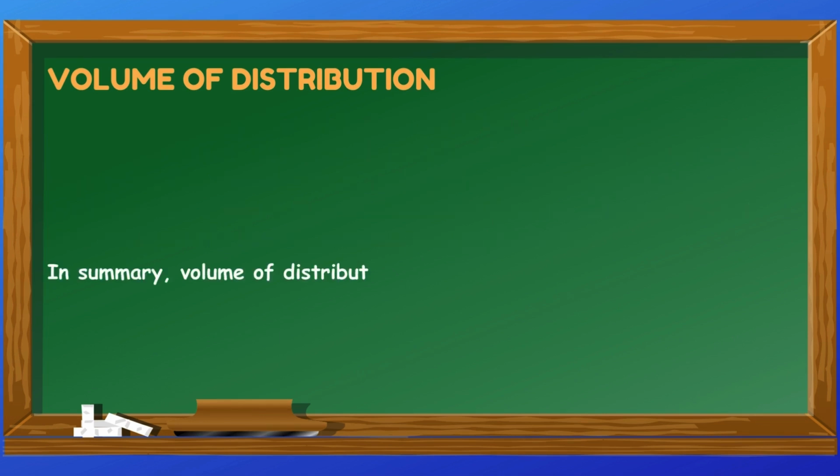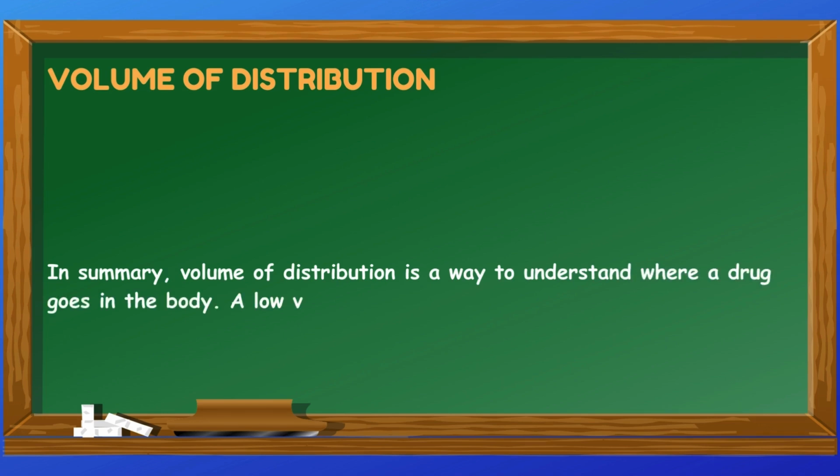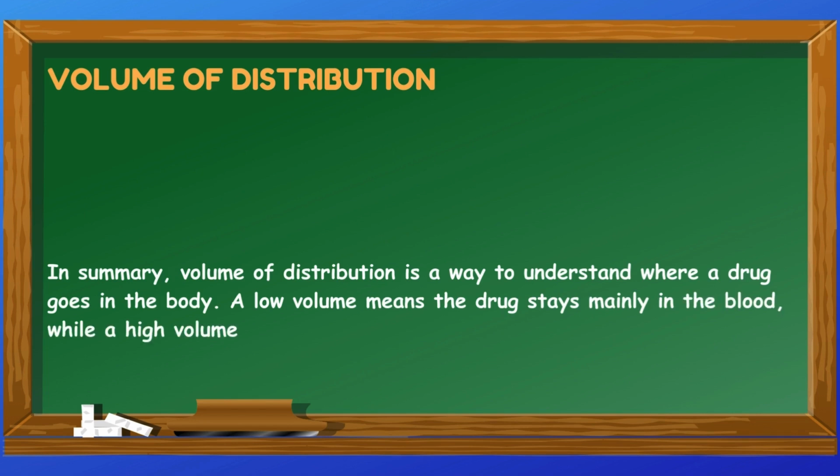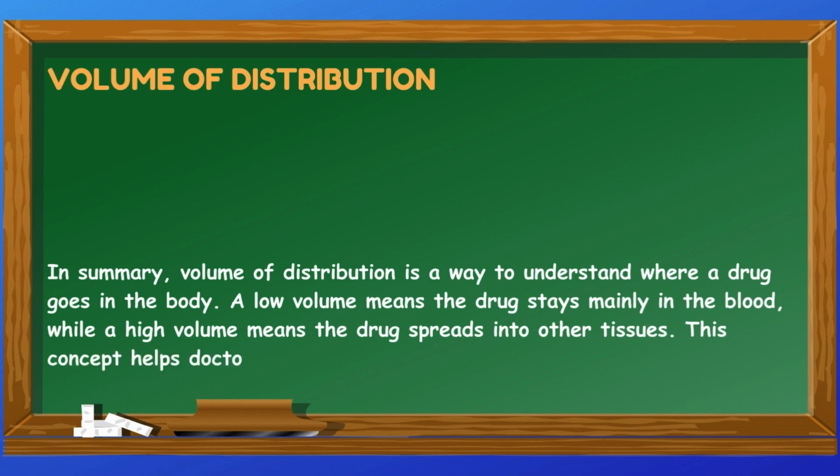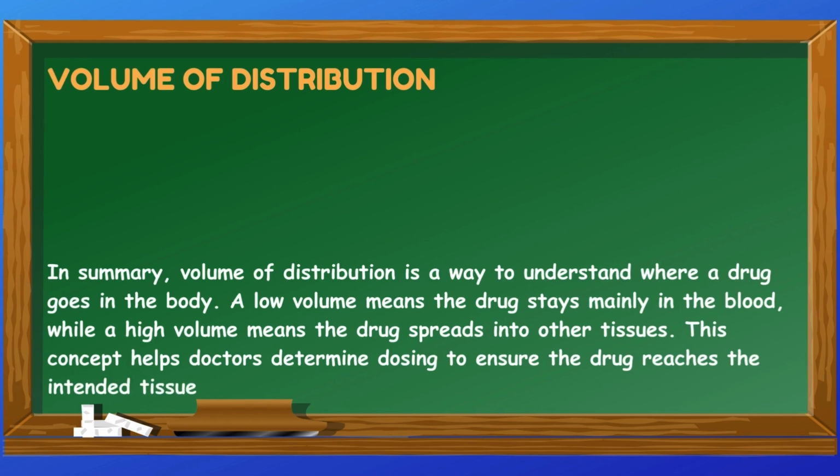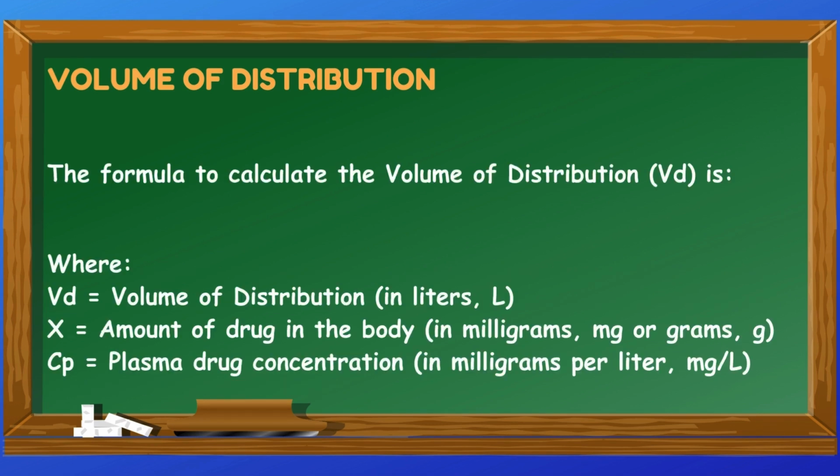So in summary, volume of distribution is a way to understand where a drug goes in the body. A low volume means the drug stays mainly in the blood, while a high volume means the drug spreads into other tissues. This concept helps doctors determine dosing to ensure the drug reaches the intended tissues effectively. So, the formula to calculate this volume of distribution is this.